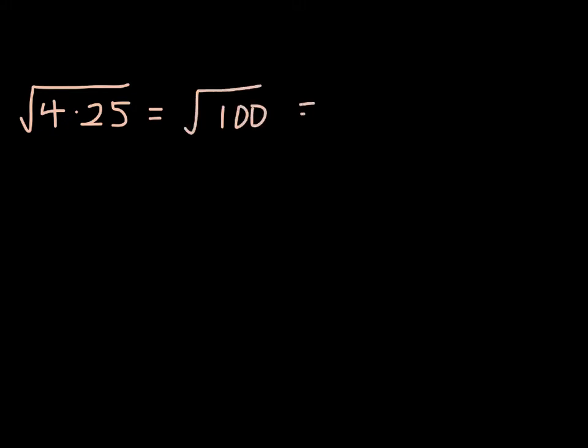The first thing I'd like for you to consider is the square root of a product, something like this. The square root of 4 times 25. Now we know that this is the square root of 100, which is 10.